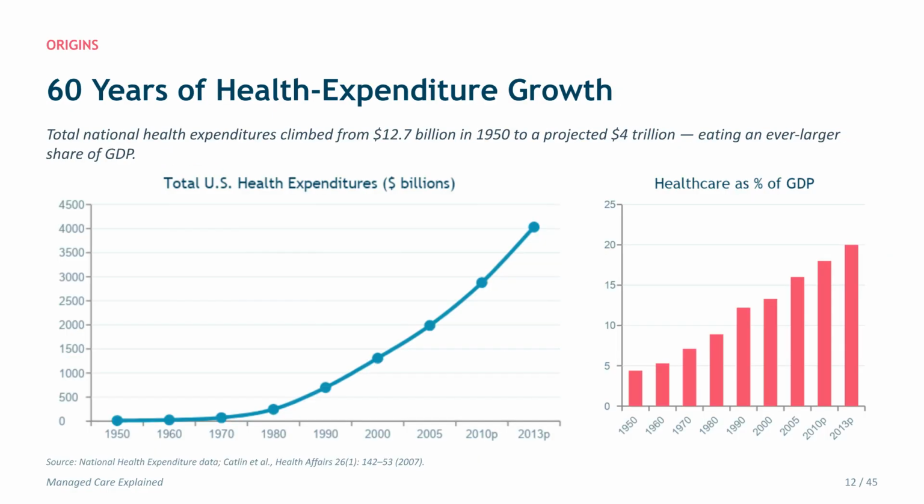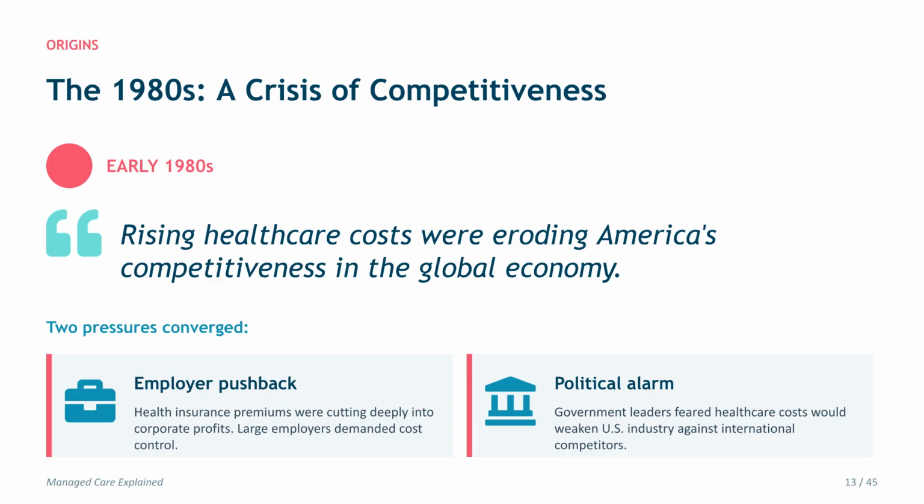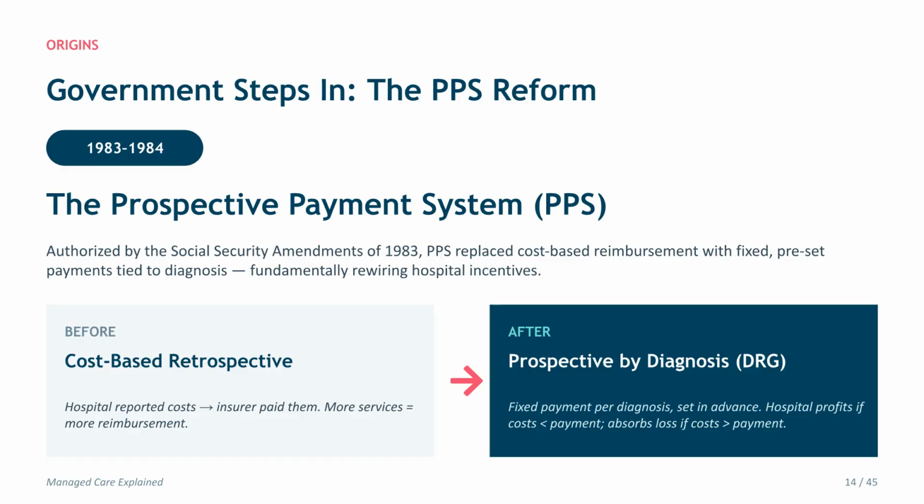Over 60 years, national health expenditures have grown significantly, consuming an increasingly larger share of the country's GDP. By the early 1980s, rising healthcare costs were threatening American economic competitiveness, prompting both employers and the government to push for change.